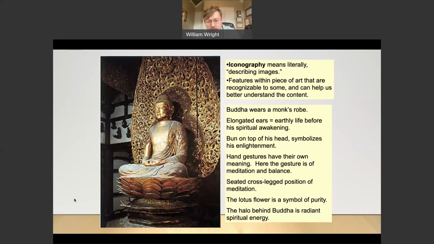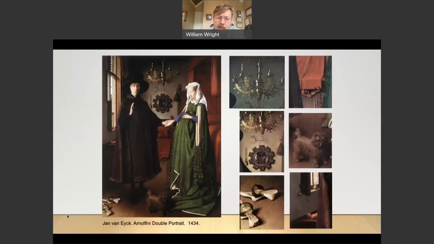The lotus flower symbolizes purity, and the halo behind Buddha is all about spiritual energy. So all these things have a specific thing they're telling us, and that is the iconography of this image or the culture around it.